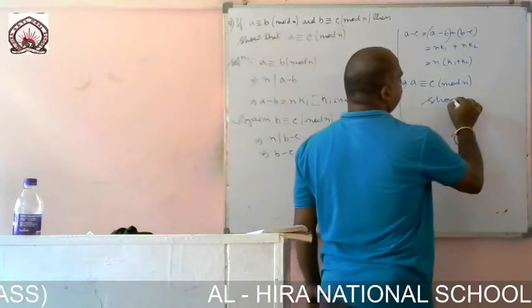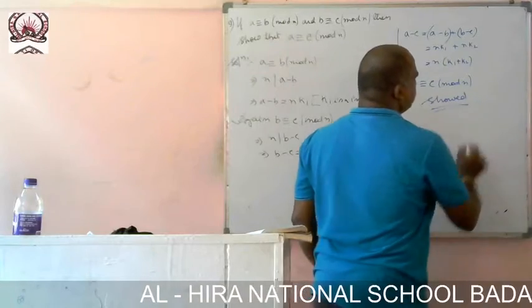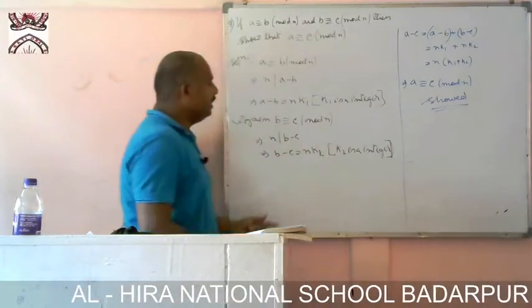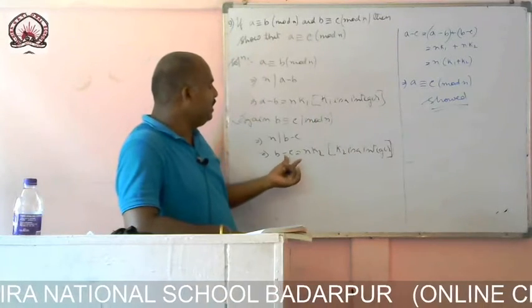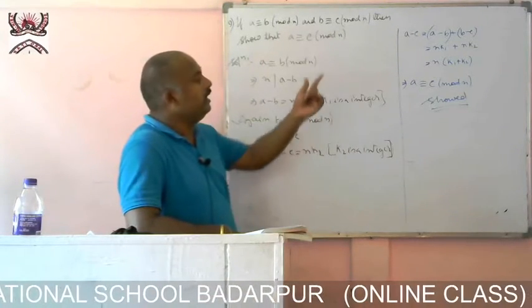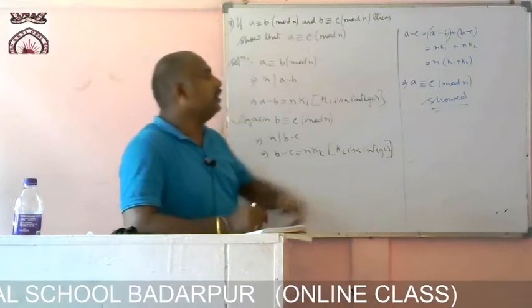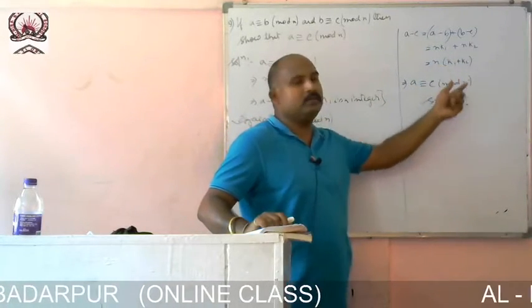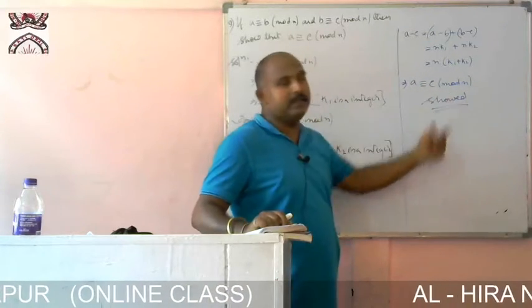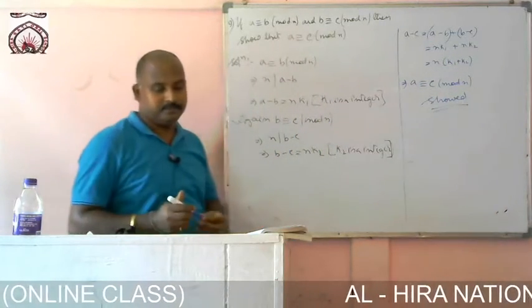Good. Here, see, A minus B, the value is n into k1. B minus C, the value is n into k2. We have substituted the values and we have taken n as common. So we can write this one. Clear?